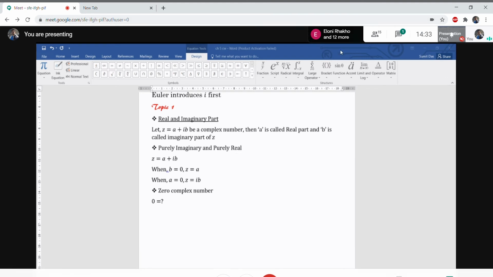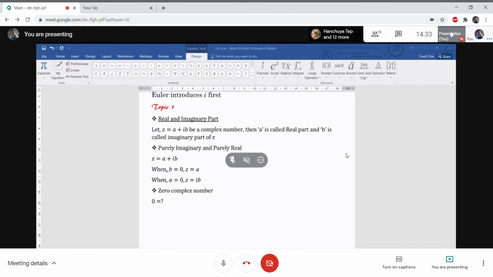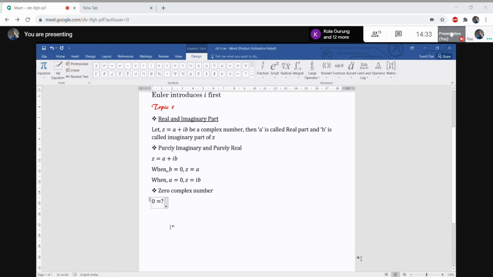Any answer? Obviously, you have to tell why. Anyone? Okay, fine. Because look, 0 can be written as 0 plus i into 0. i into 0 is how much? 0. 0 plus 0 is 0. So 0 is a complex number.